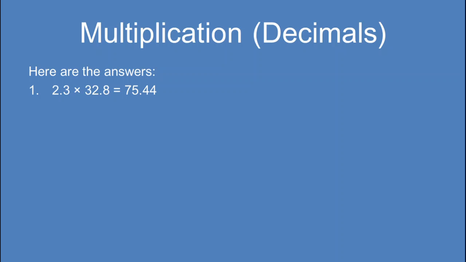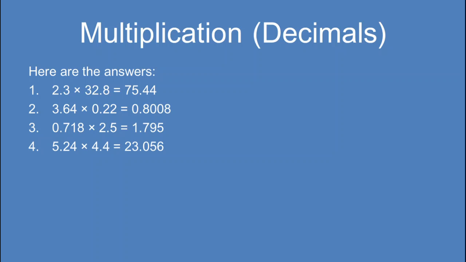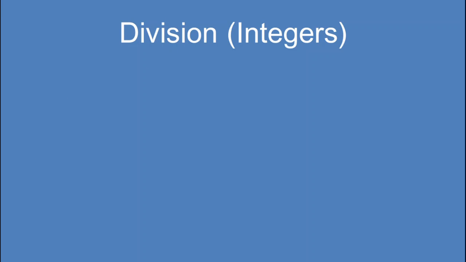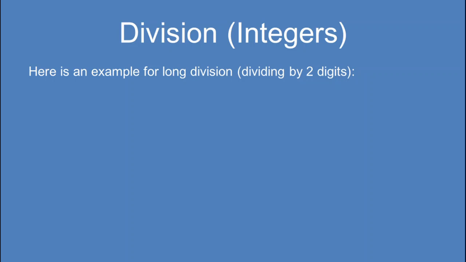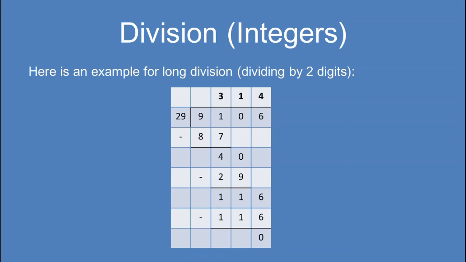75.44. Question 2, 0.8008. Question 3, 1.795. Question 4, 23.056. Question 5, 0.7967. Now let's move on to division with integers. Here is an example for long division, dividing by two-digit numbers.